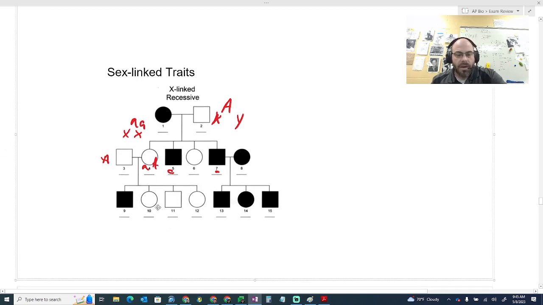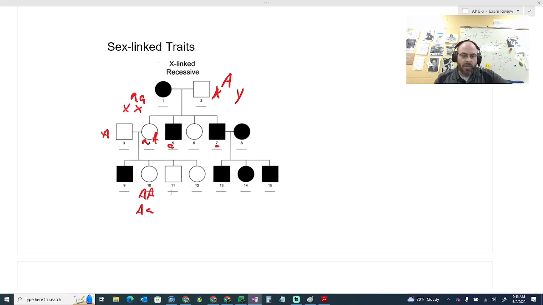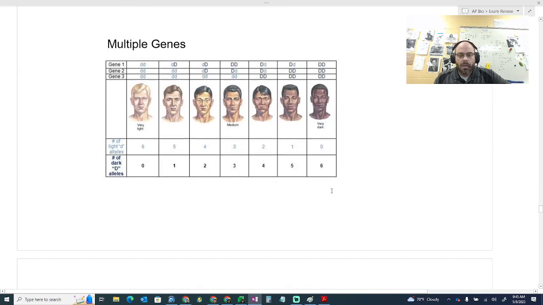But this daughter right here, number 10, could be that or that. So there are some things you may not know. A question in an FRQ may be, what's the genotype of individual number 10? Predict and then give your justification. And you could say, I don't know, it could be one of those, and justify.